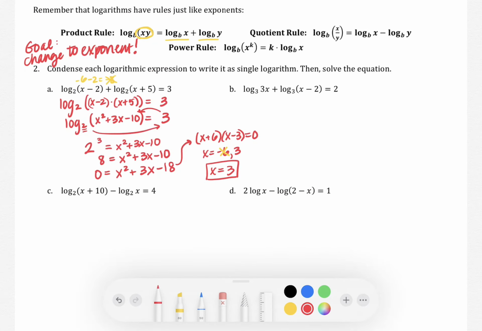And with that, I'm going to let you guys try the last 3 on your own. Remember our goal. Our goal is to change to an exponent. So once we condense these logs down, we want to change it to an exponent.